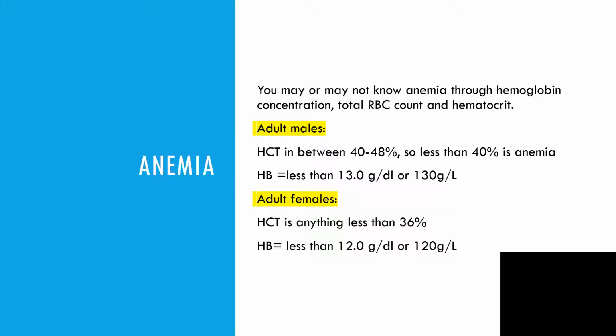In males, hematocrit is between 40 and 48%. So anything less than 40% is anemia. And hemoglobin less than 13 grams per dL is anemia in males. In females, when hematocrit is anything less than 36% or hemoglobin is less than 12 grams per dL, that is anemia.